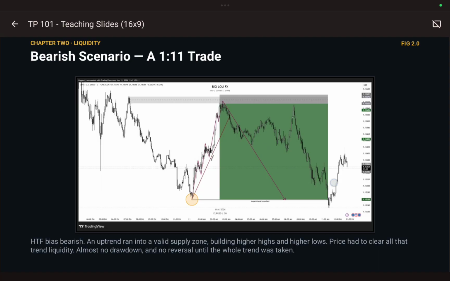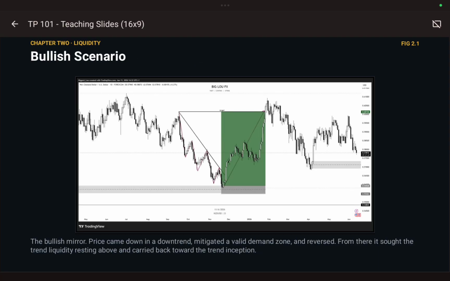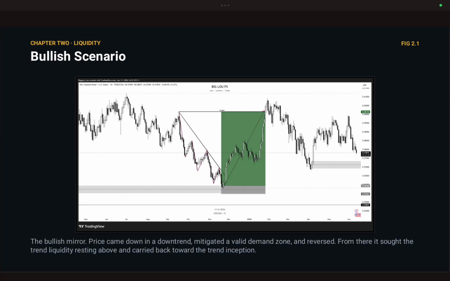So let's continue. What is this here? Let's take a look at the bullish scenario. We could see price in a bearish trend. Now I need to clarify something. The bearish trend actually originated from here.